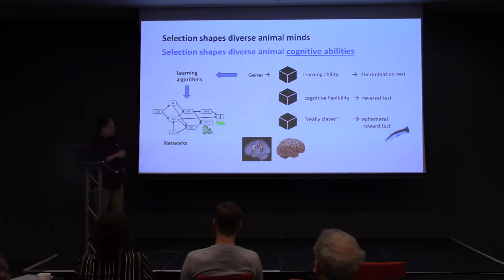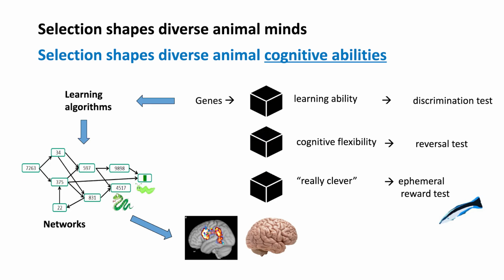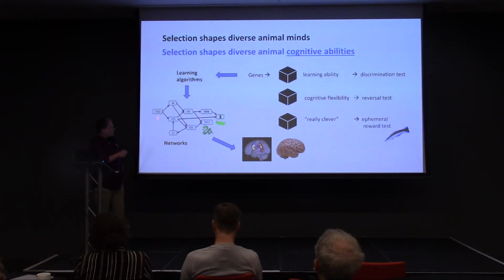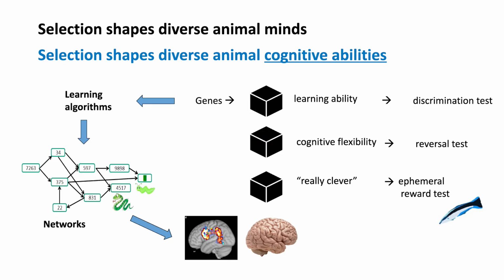And of course, these networks have to be stored somehow in the brain. They have to be materialized by real tissue, by real organs, that are not just theoretical. But what really makes the animal clever is the learning algorithm that builds this network.